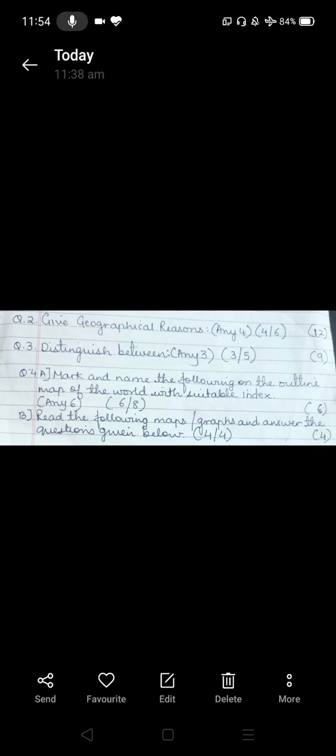Second question is geographical reasons, that is for 12 marks. You are going to attempt only 4. So each give reason is for how many marks? 3 marks. Point wise you are going to write.